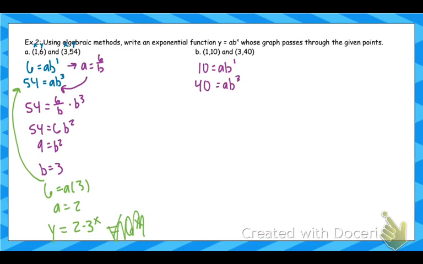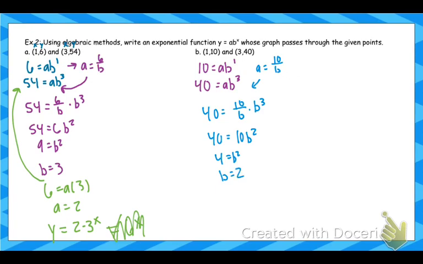Solve for one of your variables. We'll go ahead and solve for a. A is going to equal 10 divided by b. Plug it in. So I end up with 40 equals 10b squared. Divide by 10. And I get b equals 2.